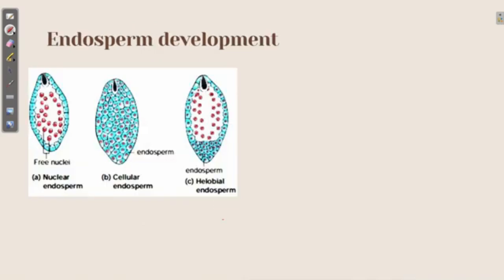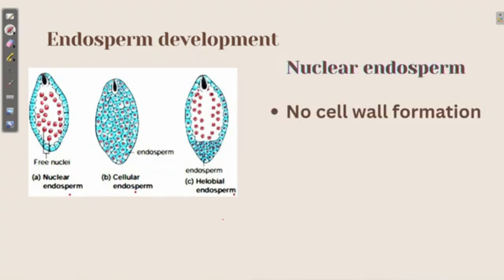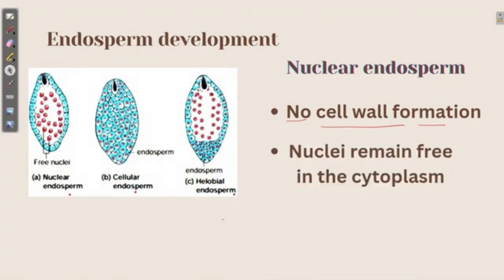On the basis of the development of endosperm, it can be classified into three types: nuclear endosperm, cellular endosperm, and helobial endosperm. Let's check this one by one. In nuclear endosperm, the primary endosperm nucleus keeps dividing, and after the division of the nucleus, there is no cell wall formation. So cell wall formation is not followed by the nuclear division. As a result, nuclei remain free in the cytoplasm, and hence they are called free nuclear endosperm.